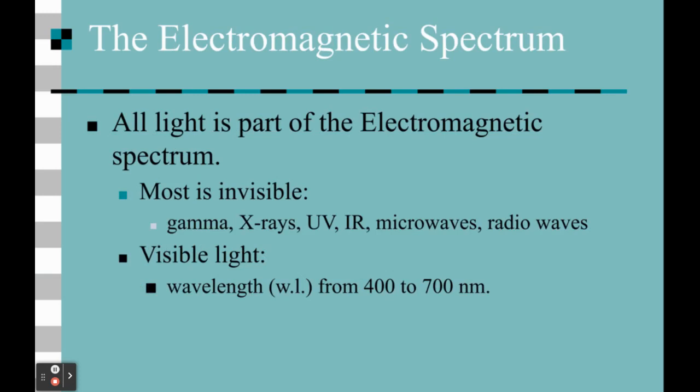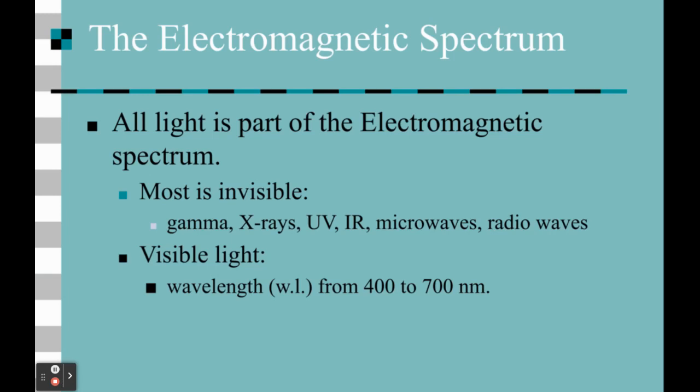First, we need to talk about the electromagnetic spectrum. All light is part of the electromagnetic spectrum, and if you have already taken a physics class, this term should be somewhat familiar to you. Most of the electromagnetic spectrum is invisible, like gamma rays, X-rays, UV rays, IR, microwaves, and radio waves. What the rays are, essentially, are bursts of energy. So things like gamma rays and X-rays are very harmful to you if they come in contact with your body. However, things like microwaves and radio waves are mostly harmless.